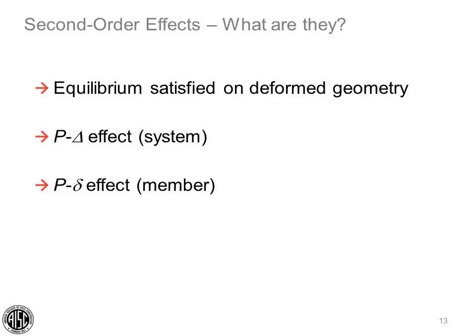The system level effects are the P big delta effects, and the member level effects are the P little delta effects. In other approximate stability design methods, the B1 and B2 factors account for these effects. In the direct analysis method, we model these secondary effects directly.